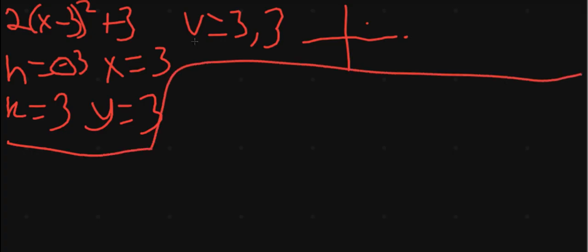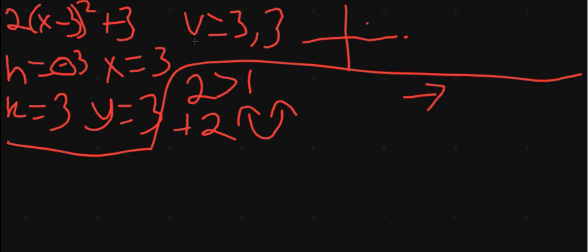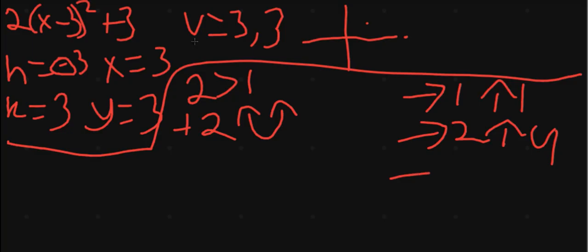Okay. Now, our a value. Our a value is greater than 1, because 2 is greater than 1, and it's positive 2. So our parabola is going to be pointed up. Okay, but we still have to pay attention to that pattern. Over 1, up 1, over 2, up 4, over 3, up 9.